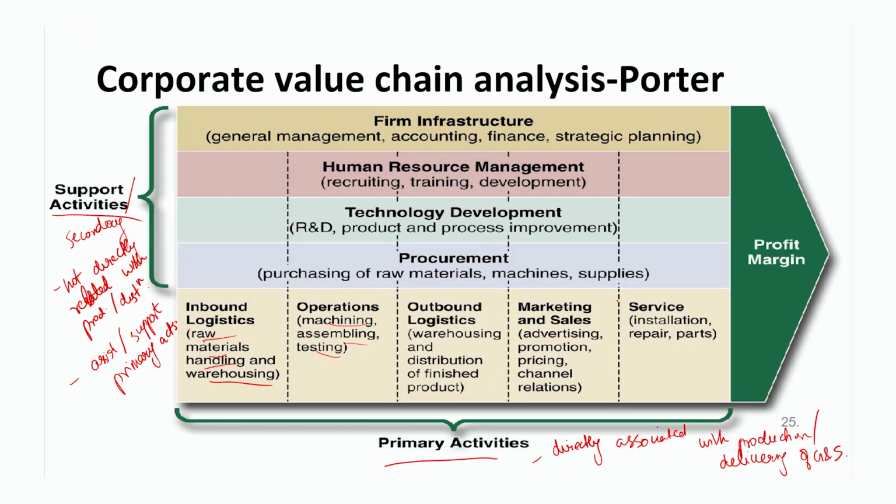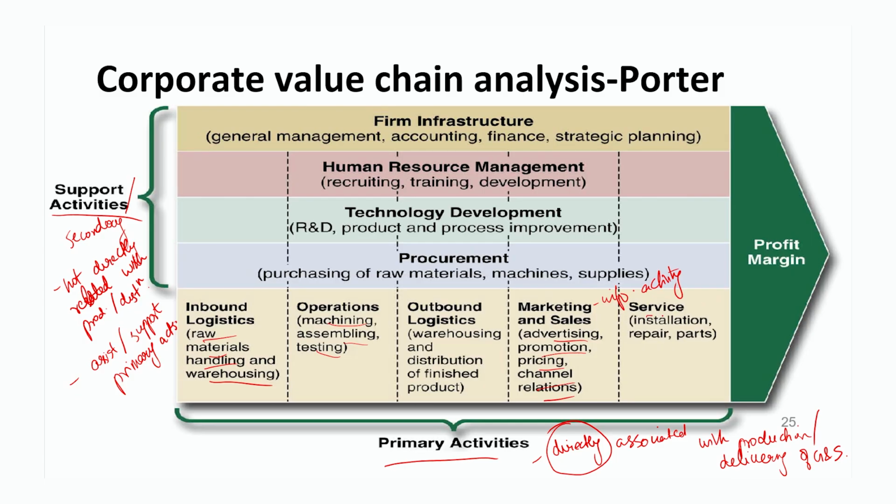Fourth is marketing and sales. It is an information activity. The main purpose of this activity is to provide information to customers about the product or service. It is very important because it helps to create position in minds of the customers for that particular product or service. So advertising, promotion, pricing, channel relations, all these are part of marketing and sales, which are directly associated with production or delivering of goods and services.